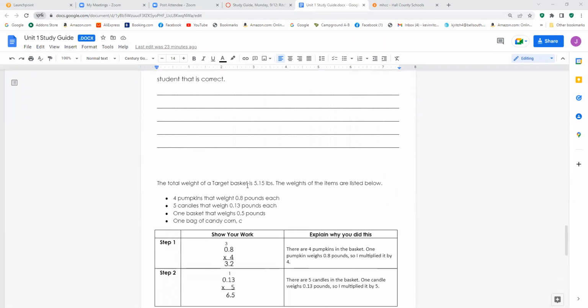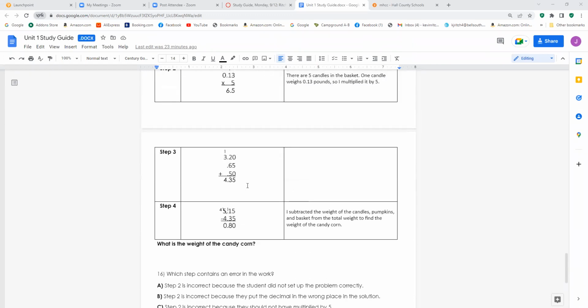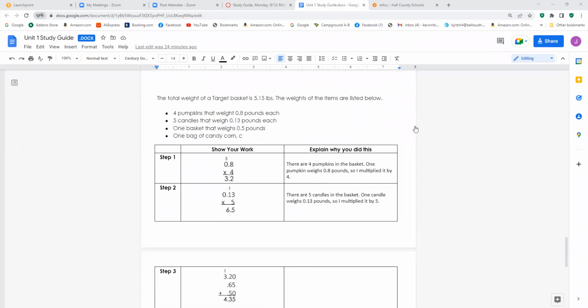All right, let's look at what I believe is almost the last question. We're getting close. The total weight of a Target basket is 5.15 pounds. The weights of the items are listed below. There are 4 pumpkins that weigh 0.8 pounds each, 5 candles that weigh 0.13 pounds each, 1 basket that weighs half a pound, and 1 bag of candy corn that is an undetermined amount of weight. So they let a variable represent the weight of the candy corn.